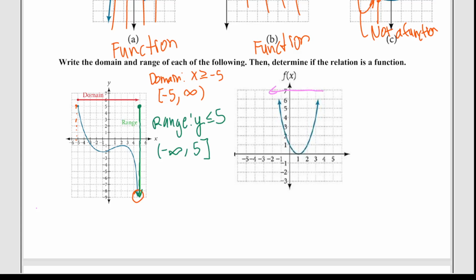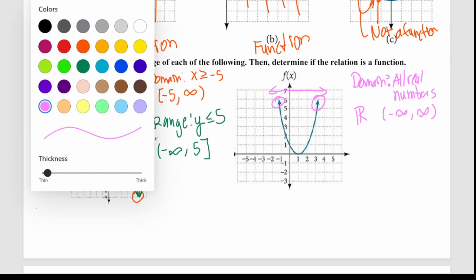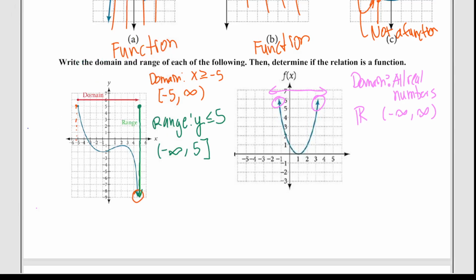If we're going to look at the domain, we're looking at left and right, and since there's a double arrow situation going on here, that means it goes forever to the right, forever to the left, so its domain would actually be all real numbers, sometimes stylized with this funny R, and in interval notation would be negative infinity to infinity. While for the range, if we're going to have tunnel vision up and down, it goes forever in the positive direction, but then stops when it hits that x-axis.